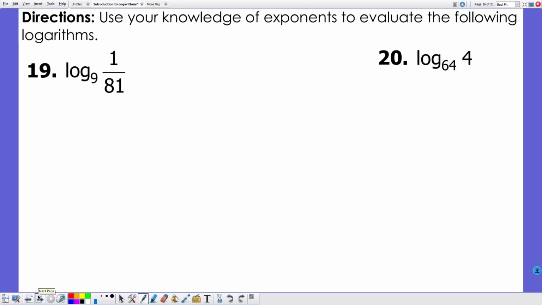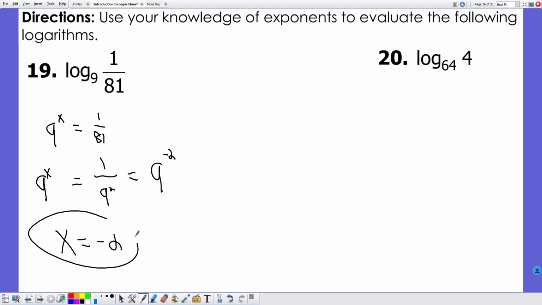And then you might run into some sort of fraction problems. Do not be dissuaded. So we have 9 to the x power is equal to 1 over 81. Well, 81 in particular is 9 squared. So 9 to what power is 1 over 9 squared? We know 1 over 9 squared is really 9 to the negative 2, because with negative exponents, you put them on the opposite side of the fraction. So x is equal to negative 2.